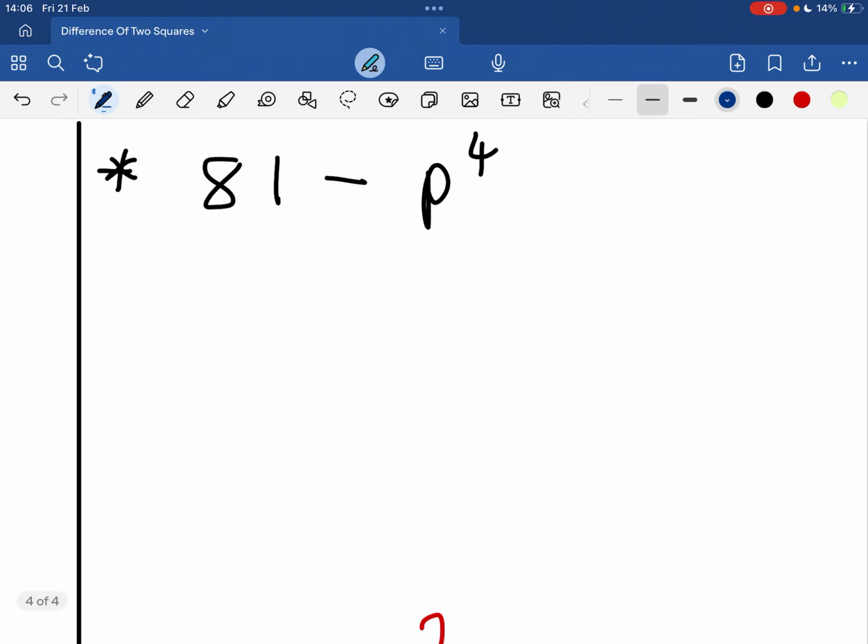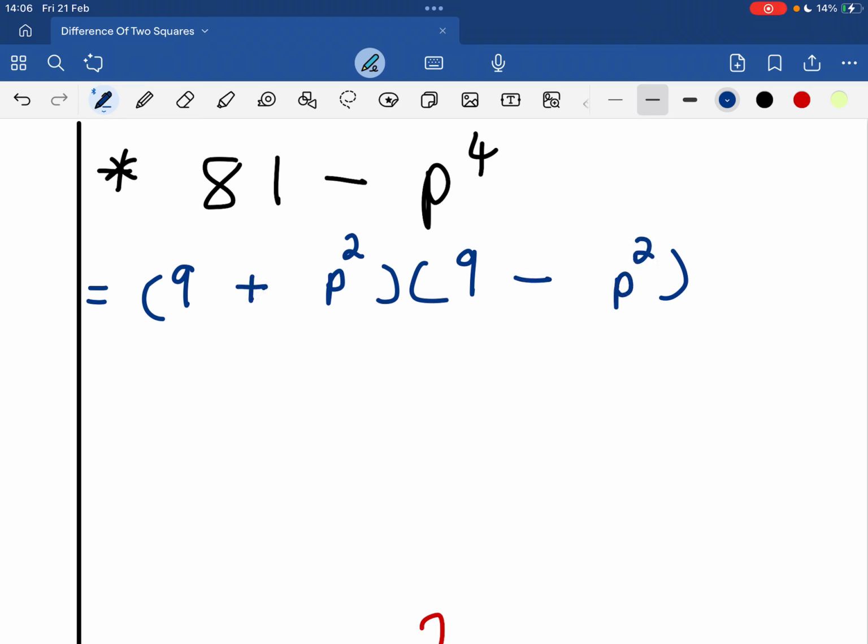What about 81 minus p to the 4? These are both perfect squares. The square root of 81 is 9. The square root of p to the 4 is p to the 2. It's p squared, plus and minus.